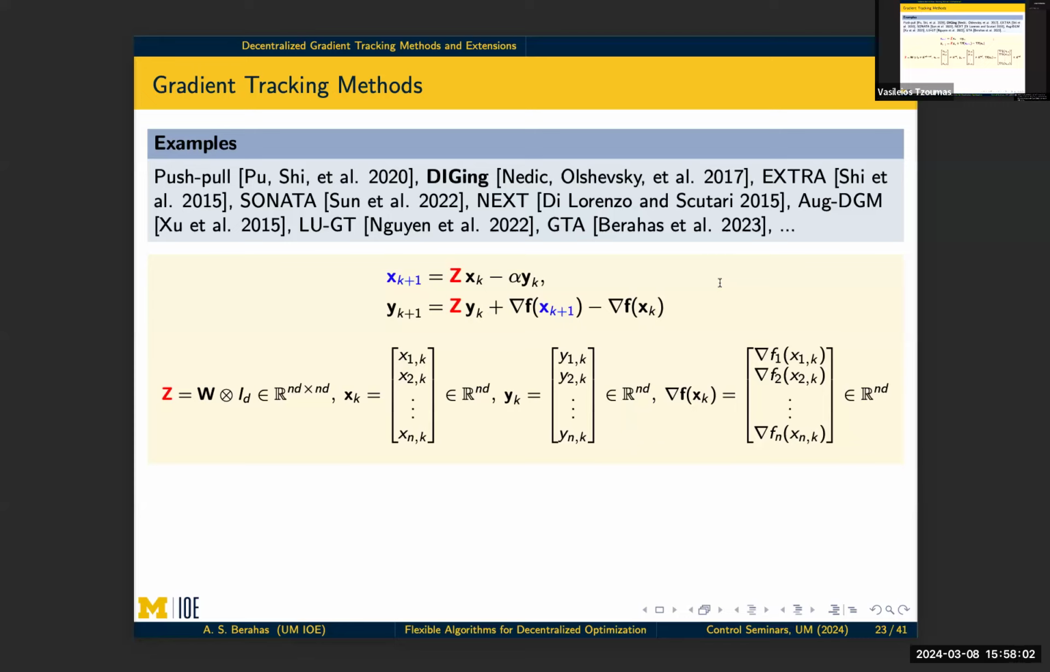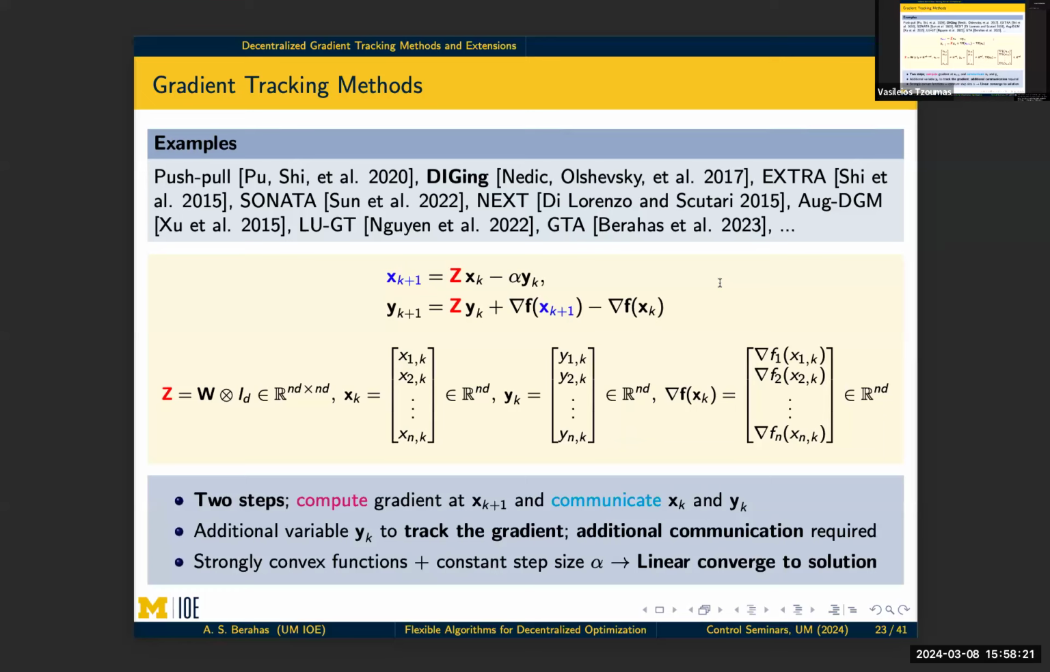There's always questions about should there be a factor of beta there to control, because we want to think about this as a control variant. There's many questions and many adaptations, but this is just the basic. Right. Now, it doesn't come for free. Again, we need to have x and y in this case, two of these vectors. But when we think about the types of steps, we compute one gradient and we communicate two quantities, x_k and y_k, so double the communication. We have this additional variable y_k that tracks the gradient, so we have, as I mentioned, additional communication. But the other thing is, and what we were hoping for, we finally got it: strongly convex functions, constant step size, linear convergence of the solution. So now I'm happy, or now I can sleep at night.